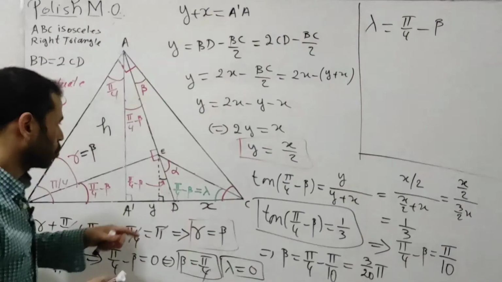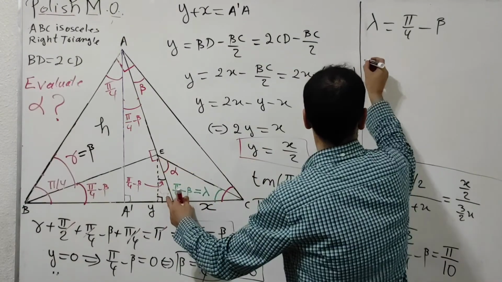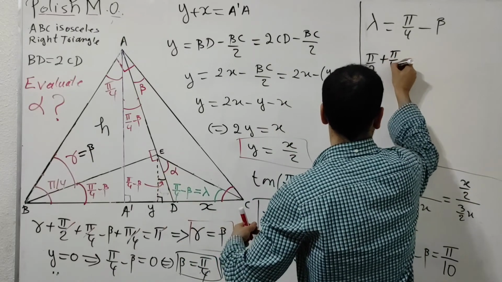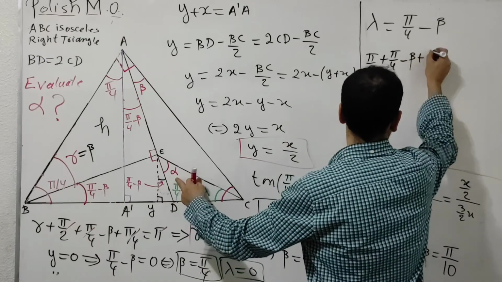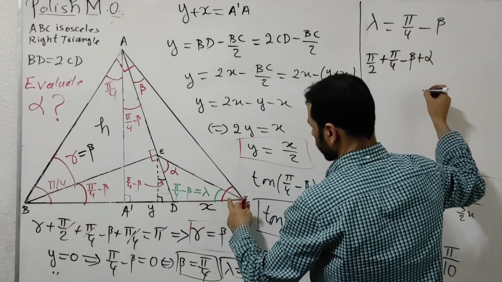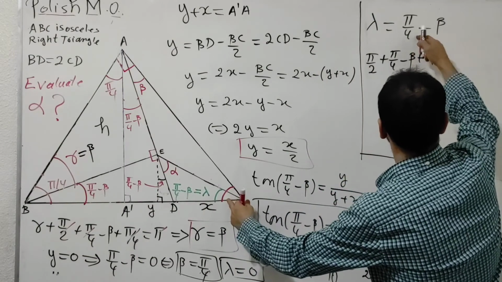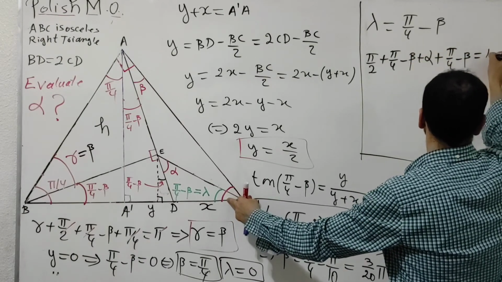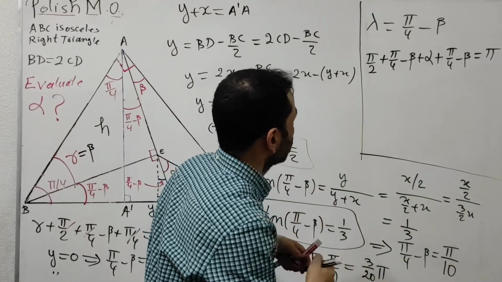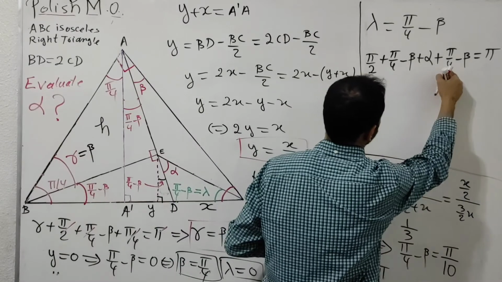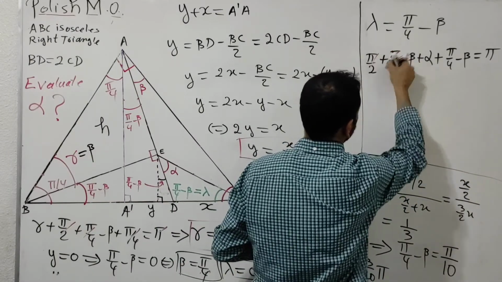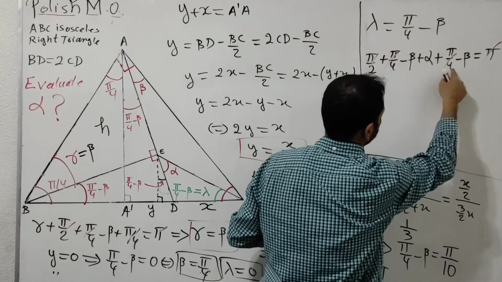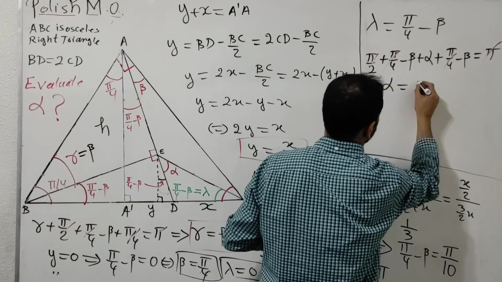Okay, I'm going to calculate alpha now. I will have a triangle with a right angle, which is pi over 2, plus this angle which is pi over 4 minus beta, plus this alpha, plus this lambda. Lambda is pi over 4 minus beta, which we calculated. The total of the angles is pi, as in a triangle. Now we'll have a nice cancellation. Pi over 4 plus pi over 4 is pi over 2, plus pi over 2 is pi, so everything will be cancelled out with this pi. So I will be left with minus 2 beta plus alpha, and I will have alpha equals 2 times beta.